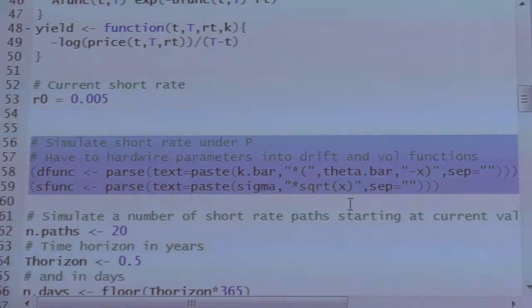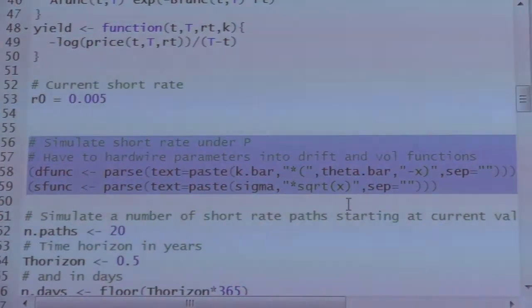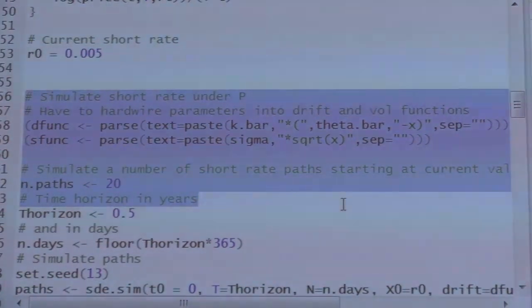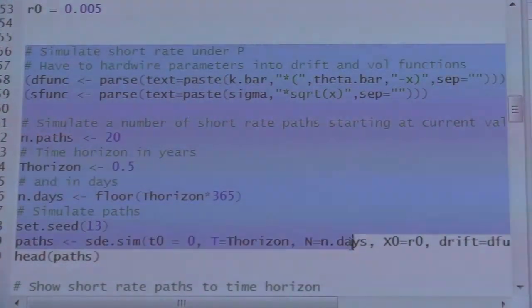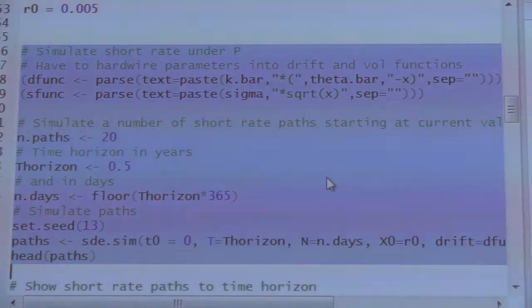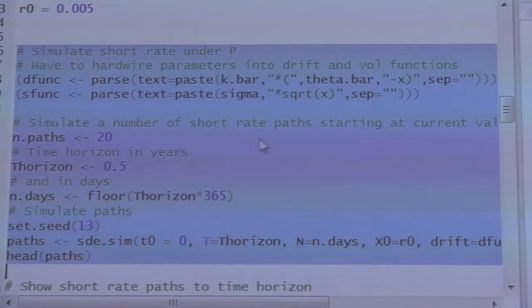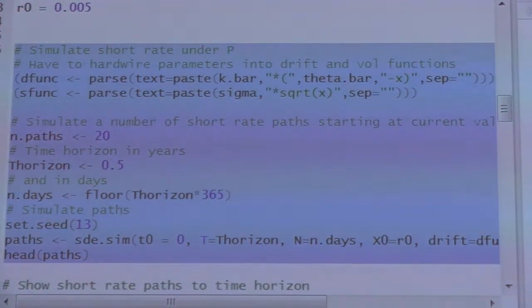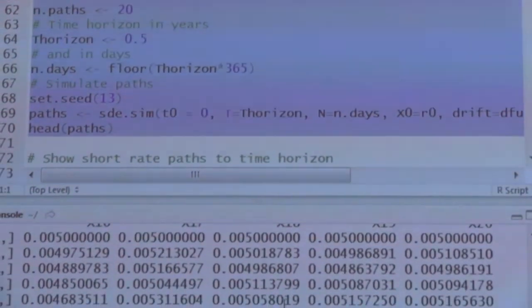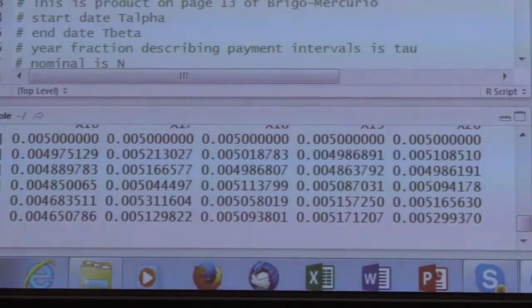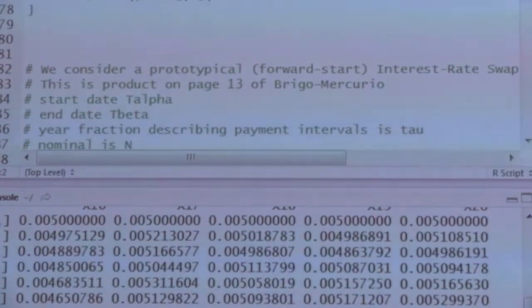Oh, sorry, yes, it's a realistic example. Good. Then we can generate 20 paths of this interest rate in the future over half a year using this package. And what we're going to see are the first few days of these various paths now. I'm going to plot them for you. That's the next picture here.